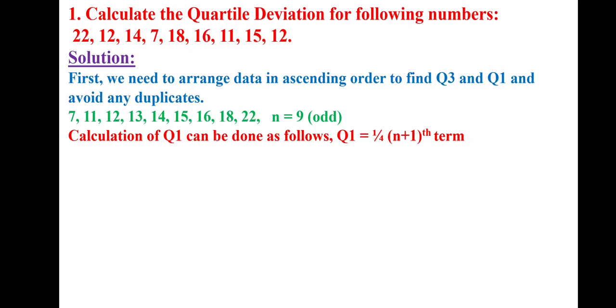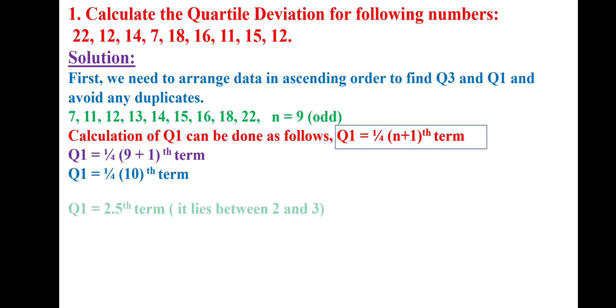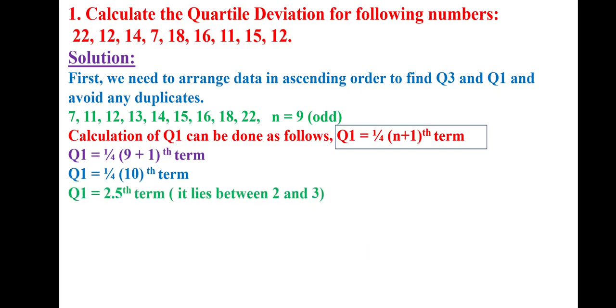Substitute the n values. 9 plus 1 divided by 4, then you can say 1/4 of the 10th term. So we can simplify that: 2.5. This value lies between 2 and 3. So we will consider the second term and third term. What is the second term? 11. The third term is 12. So we can use that format.